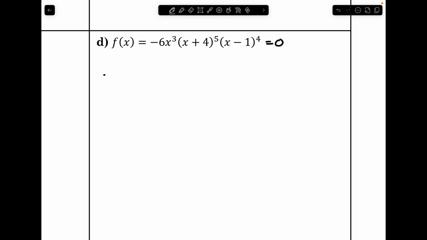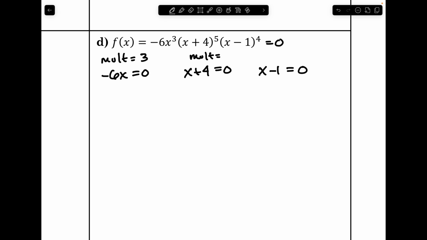And for the final example, we have -6x to the third power. We're going to see what makes that equal to 0. x plus 4, set that equal to 0. Oh, I don't need the 3 right there. I don't know why I wrote 3. And x minus 1, set that equal to 0. So the multiplicity when we solve this will be 3. When I solve this equation, the multiplicity is 5. And the zero for this one is going to have a multiplicity of 4.